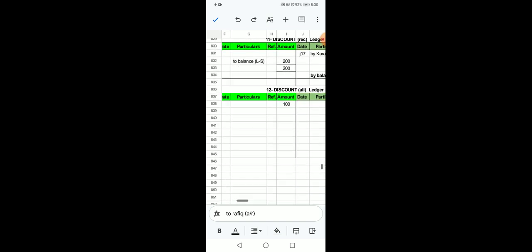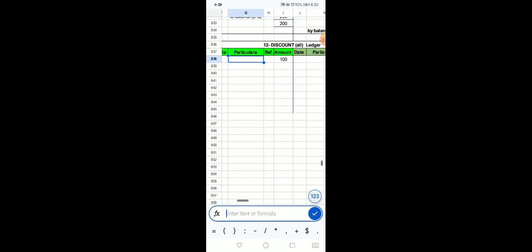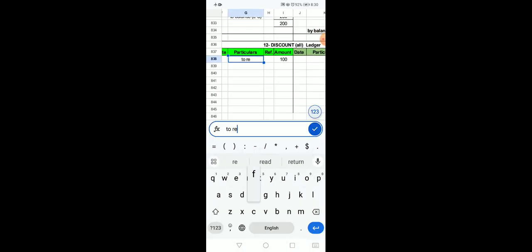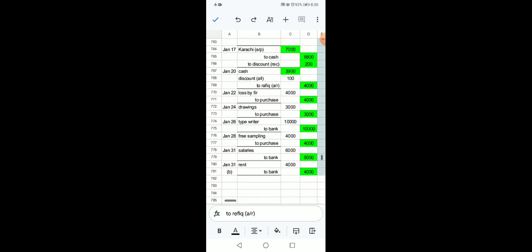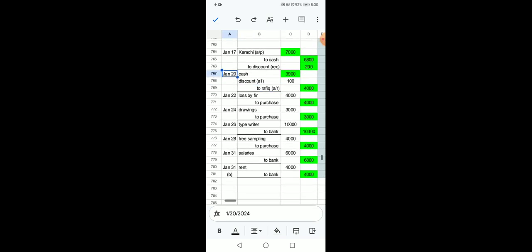Now see its reference. For 100, this was your discount which was debited. What is written on the opposite side? Rafiq. So you are going to write To Rafiq on discount allowed. So you have received, it means it is your account receivable. Now see what was the reference of 100. You can see here Rafiq was account receivable. Date is January 20.